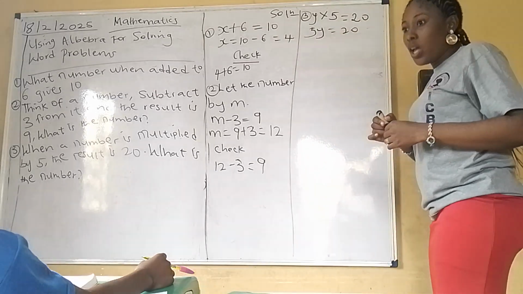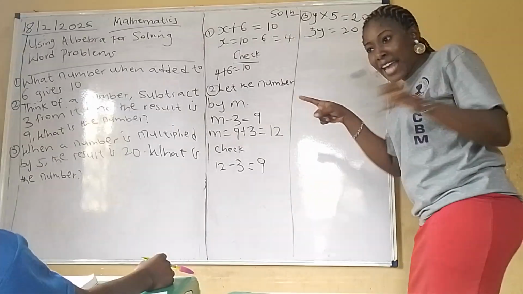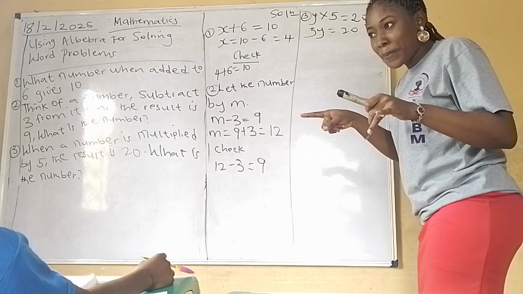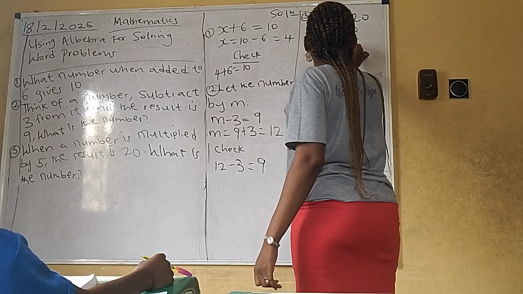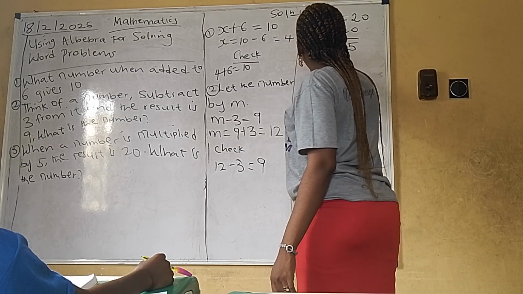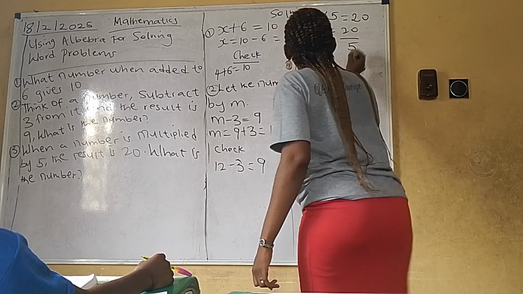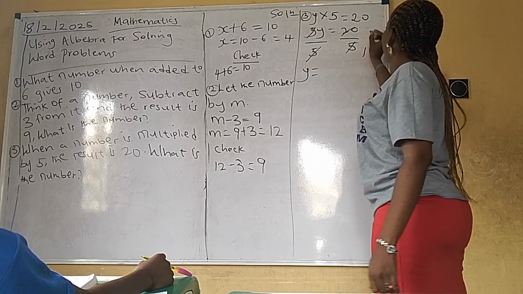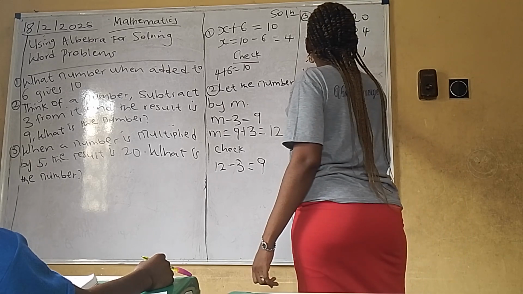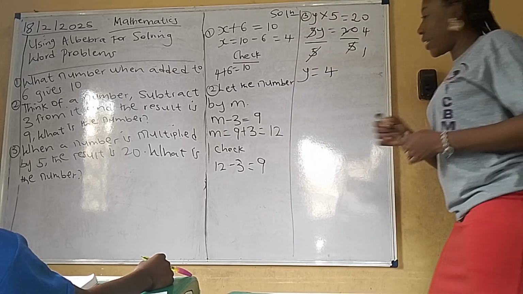So what do we now do? We now have to divide both sides by what? By 5, which is the coefficient of y. 5 cancels y, so y is standing alone. So 5 here, 1. 5 into 20, 4. So y is 4. Now let's check.